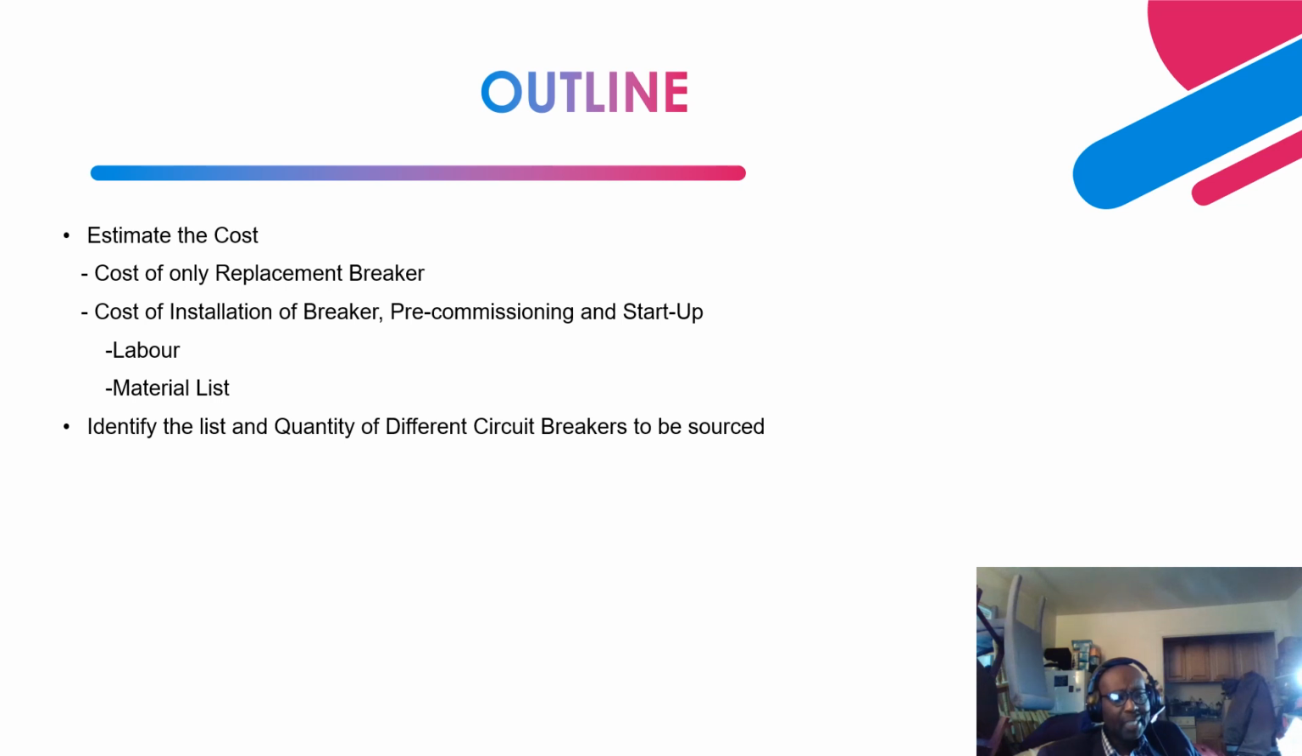Then also, identifying the list and quantity of different circuit breakers that you're going to source. The different circuit breakers are vacuum, SF6, and non-SF6 breakers.